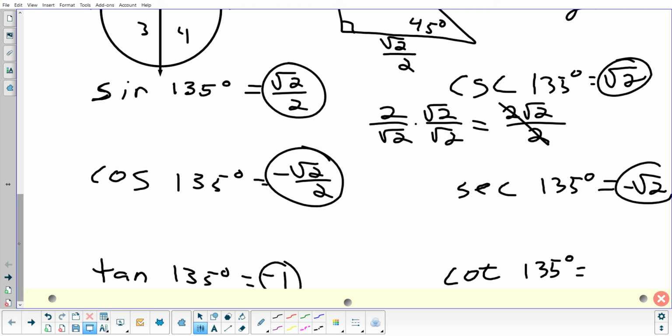And Tyler, how about my cotangent? Negative 1. Yeah, negative 1, that's one of the numbers you can flip and it stays the same. There's 2 numbers you flip and they don't change. 1 and negative 1. Okay. And that's our 6 trig functions for 135. Questions on that one?